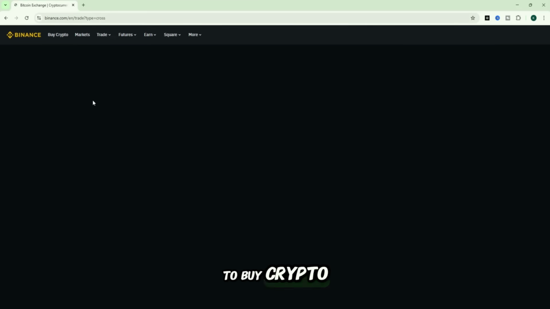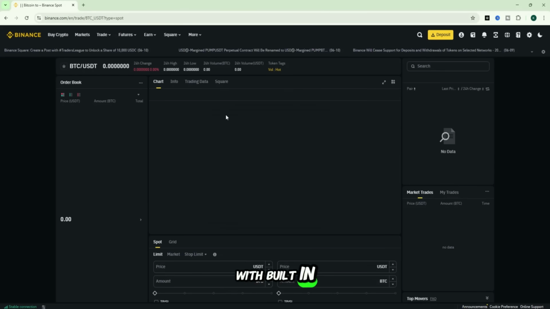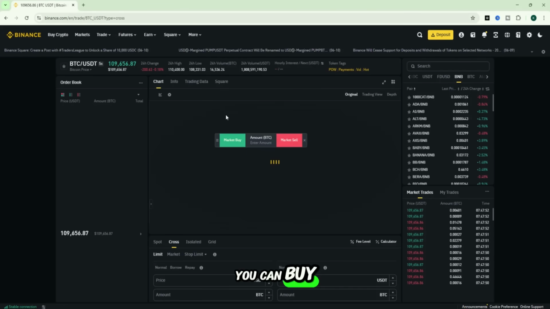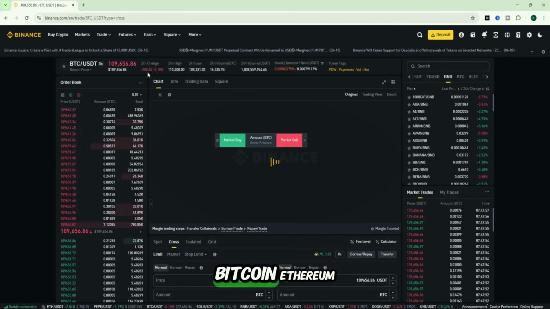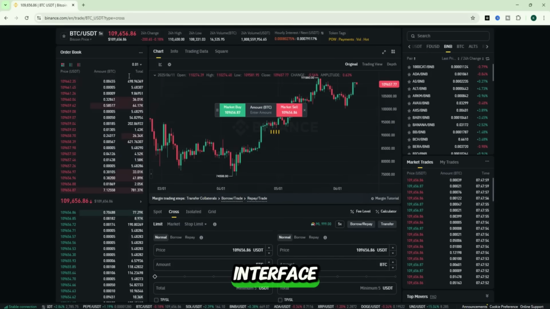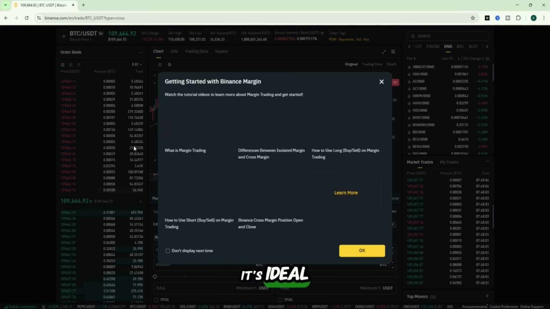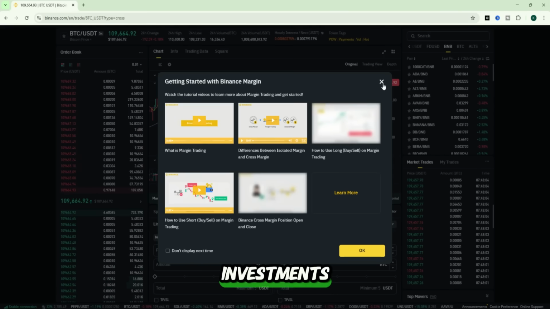Using Revolut to buy crypto instantly. Revolut is a digital banking app with built-in crypto features. You can buy, hold, or sell crypto directly within the app. It supports Bitcoin, Ethereum, and other major coins. The user interface is beginner-friendly. It's ideal for quick, small-scale investments.